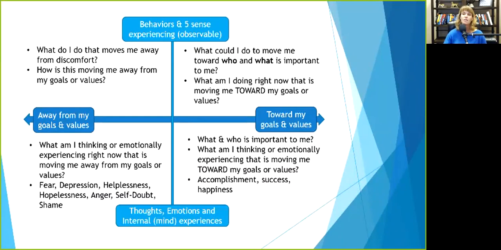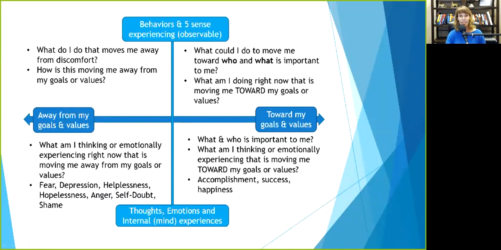Observable things, things that other people can see that are moving you toward your goals and values. What could I do to move me toward who and what is important to me? And what am I doing right now that is moving me toward my goals or values? So when something happens, maybe somebody's in a bad relationship and they decide to break up and it's excruciating, and they're in agony over this relationship loss. So they're down here, they're feeling something negative and they want to escape.